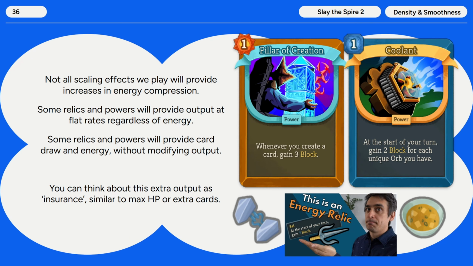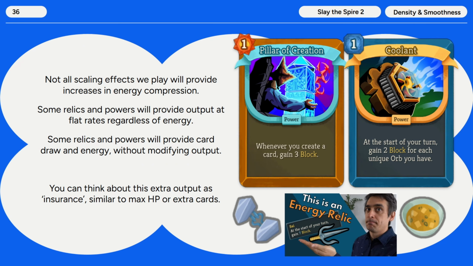But on the topic of the boat thingies, not all scaling that we play will provide increases to our energy compression. A lot of the relics and the powers that we play will provide output at a flat rate, regardless of the energy that we invest.